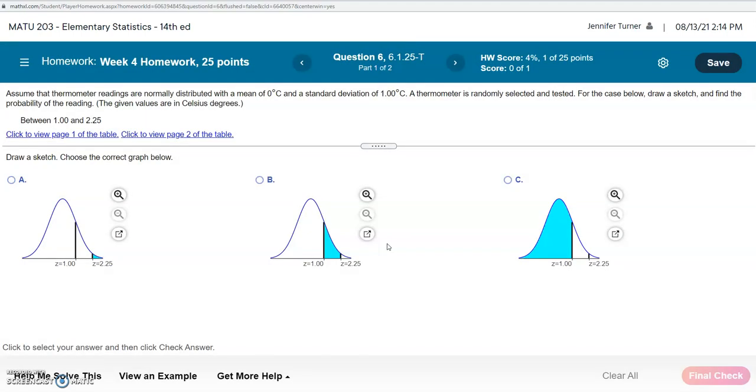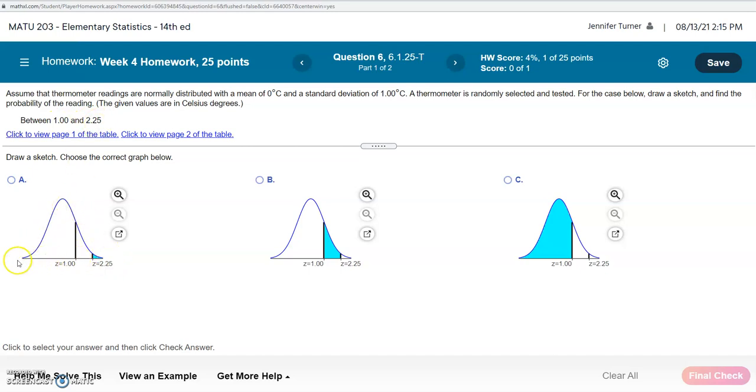Now let's try this one. This one says, assume that thermometer readings are normally distributed with a mean of 0 and a standard deviation of 1 degree Celsius. A thermometer is randomly selected and tested. For the case below, draw a sketch and find the probability of the reading between 1 and 2.25. So again, normally distributed means we have a bell-shaped curve.